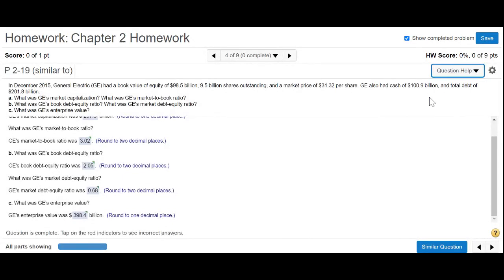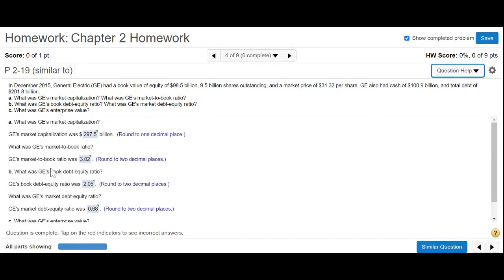Where's 98.5? Right here. So that's the book value, not the market value. No, we did that already. That was over here, market to book. The market value is 3 times, 3.02.